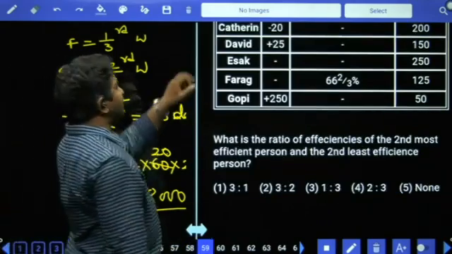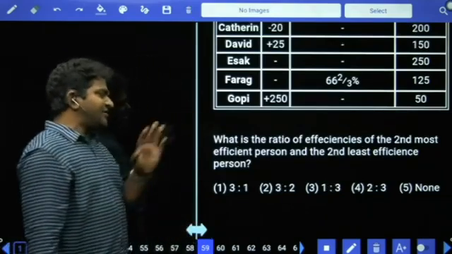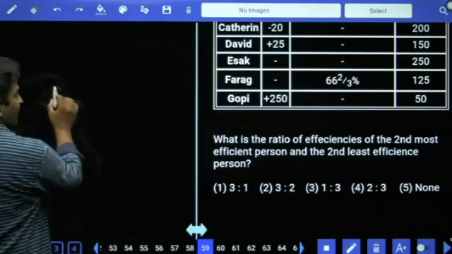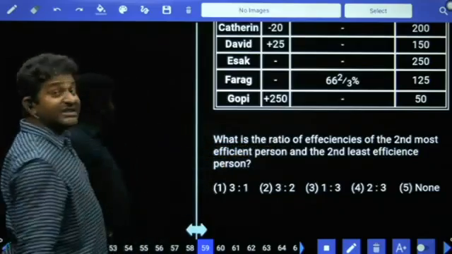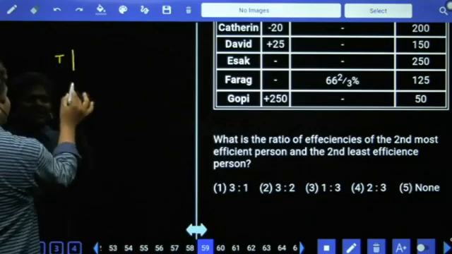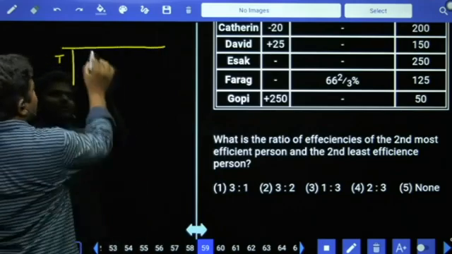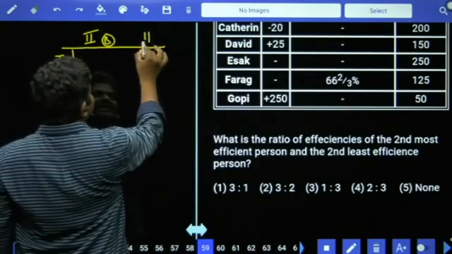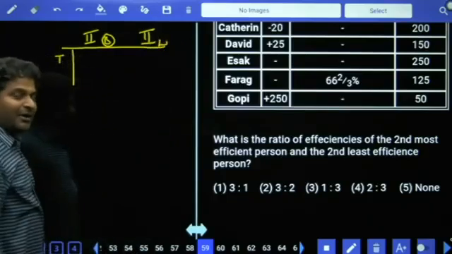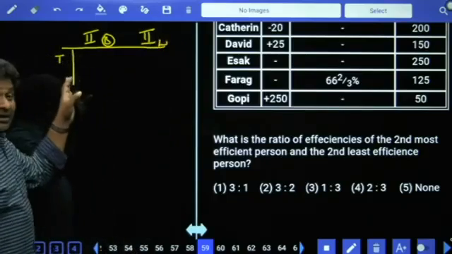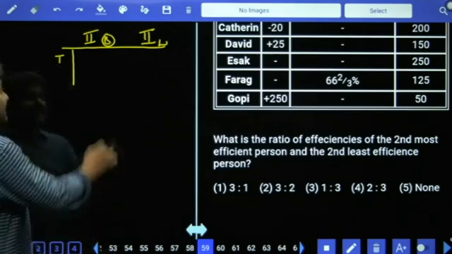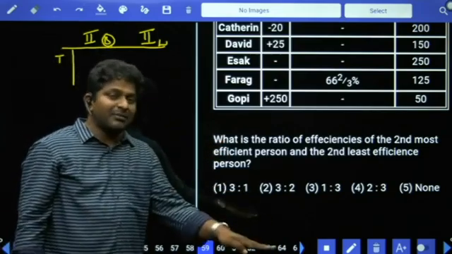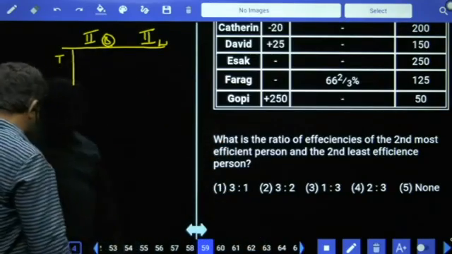What is the ratio of efficiencies of the second most efficient person and the second least efficient person? So first of all, we were asked to calculate the ratio of efficiencies. Time taken by the second best person and the second least person, time ratio. Because we have time ratios here, the one who is taking fewer days has more efficiency.